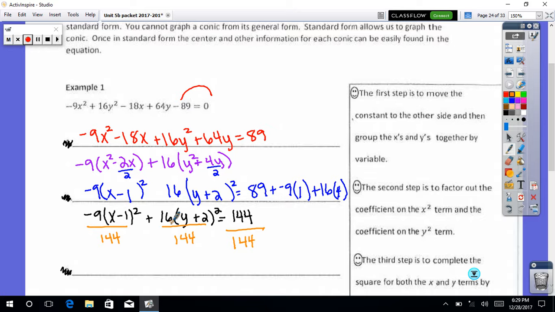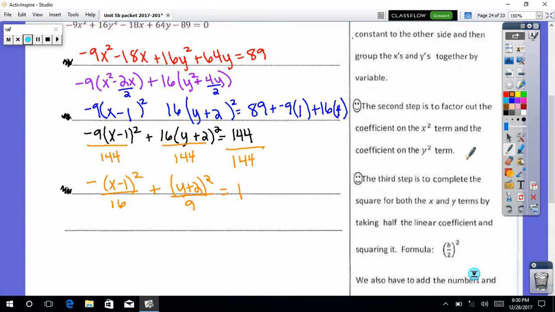Remember, use your alpha y equals button just like we did before. So for this first one, I have a negative 9 over 144, and that simplifies to negative 1 over 16. So I have negative x minus 1 squared over 16. And then 16 over 144 is 1 over 9. So I have y plus 2 squared over 9, and that equals 1.